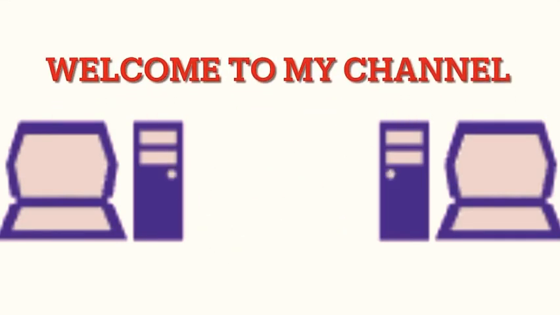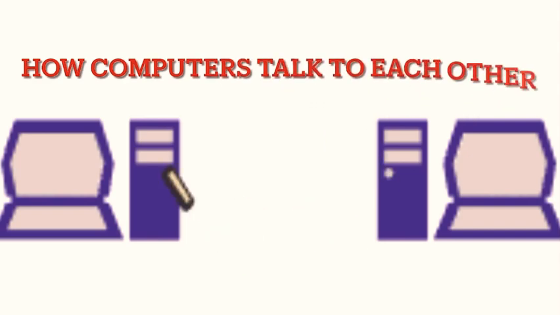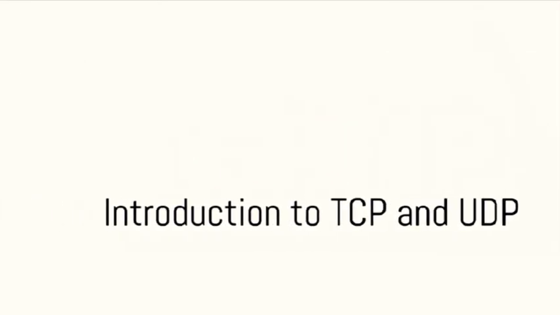Ever wondered how your computer sends and receives data over the internet? It's all about TCP and UDP. These two acronyms might sound like a secret language, but they're actually just different ways computers talk to each other. It's a fascinating process, really.